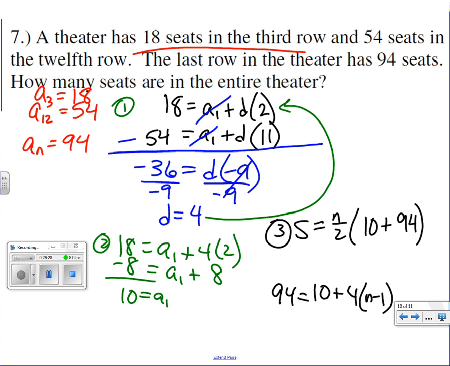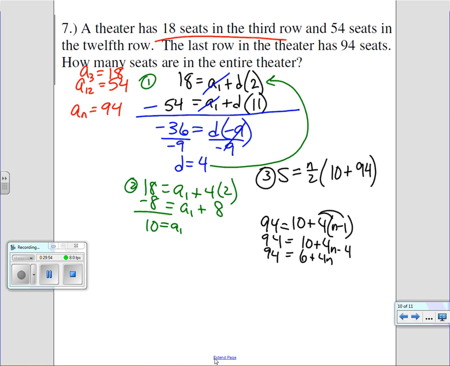All right, Connor, help me out here. What do you do next? Yeah, this one you have to distribute. There's no way around it. Samantha, what do you do next? Good, so that gives you 6. All right, and subtract your 6 next. That gives you 88. And divide by 4. So N is 22. Okay.